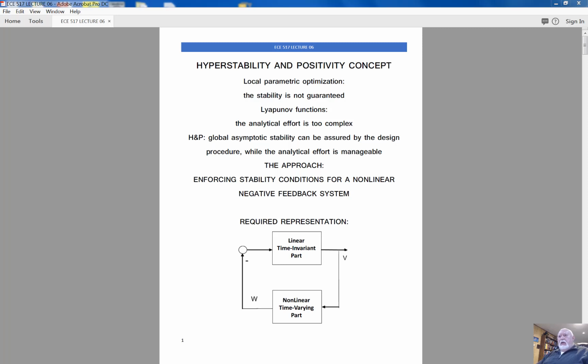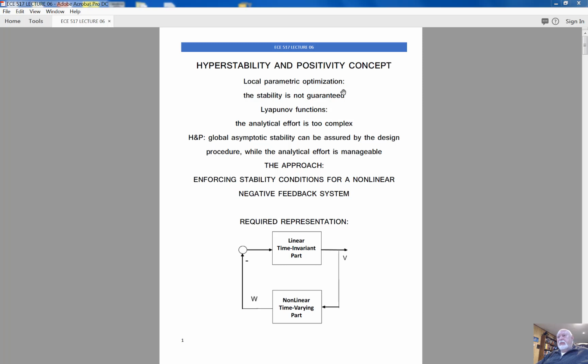Today we will talk about the use of hyperstability and positivity concept for the design of model reference systems. You already know that local parametric optimization could be used for this purpose. However, local parametric optimization does not guarantee the stability of the resultant systems. And because of this, there are cases when local parametric optimization works beautifully, and there are cases when it does not work at all.